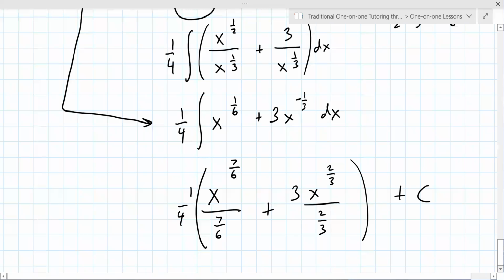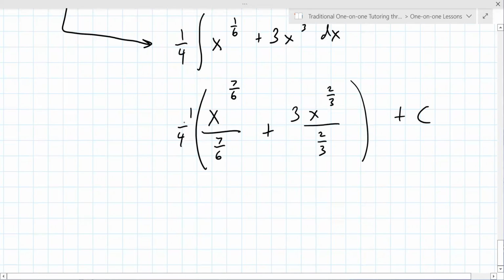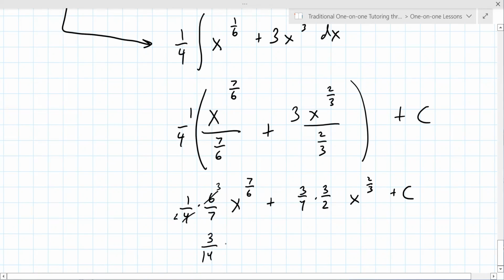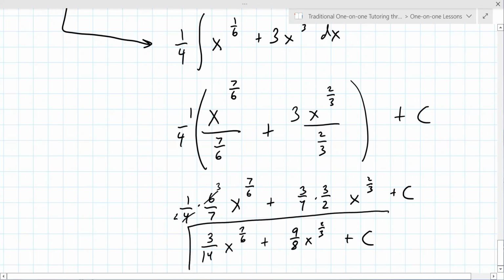All right, so now we're just going to do a little simplifying here. So the 1/4 applies to both, so it's really 1/4 times, and then you flip the bottom, 6/7, x to the 7/6, plus 3/4, because 3 times 1/4 is the 3/4, times the flip, 3/2, x to the 2/3 plus c. And then just simplifying here a little bit, that's 3 and 2. So we got 3/14 x to the 7/6 plus 9/8 x to the 2/3 plus c. And that's your final answer for this one.